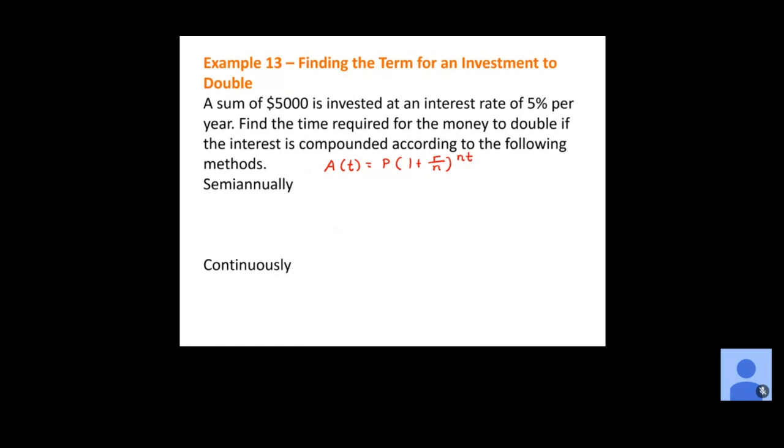Okay? So now let's think about what information we're given. So what's one thing that we know? Good. So our P, our principal, is going to be 5,000. That's the amount we're investing. So I'm going to put 5,000 in place of the P. 1 plus. What else do we know? Okay, the R value is 5%, so we convert that to a decimal. Good. So that's going to be 0.05.